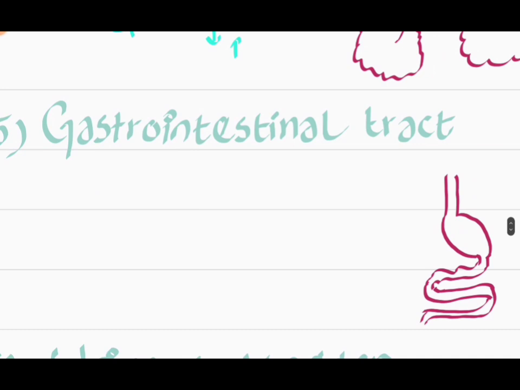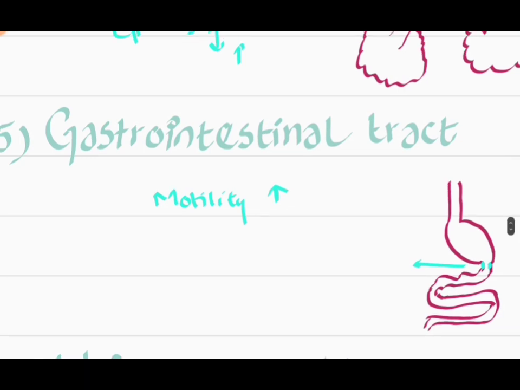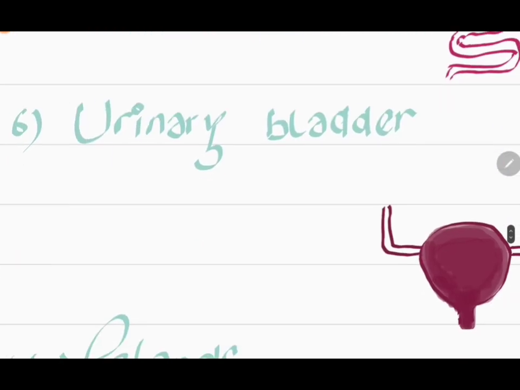In the GIT, the motility of the GIT is increased. The sphincters contract as a response to parasympathomimetic stimulation, and the motility of the GIT is increased. That is why they have an important application in post-operative cases in which the GIT is not moving, because they increase the motility of the GIT. It also increases the secretion of HCl and other constituents in the GIT.